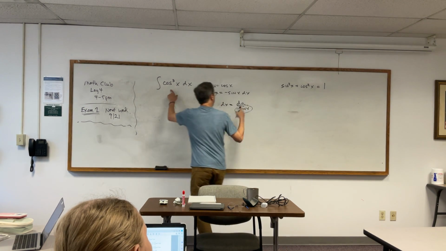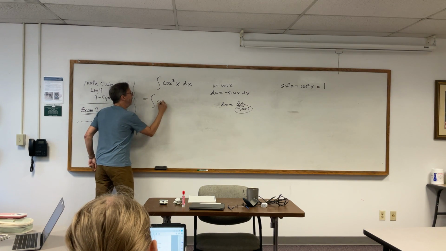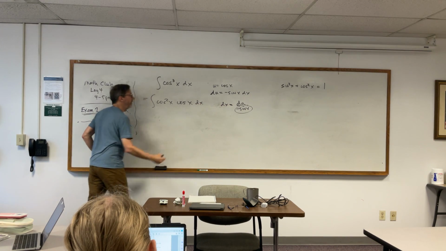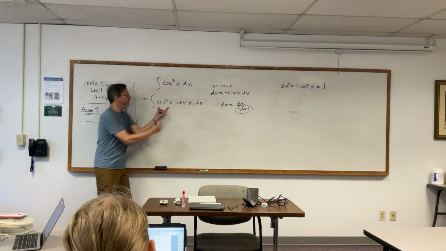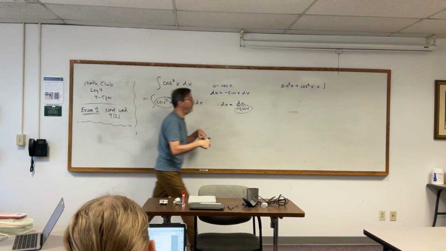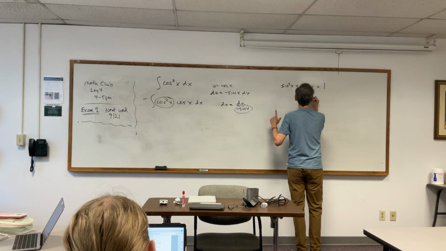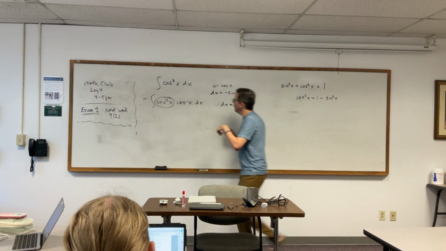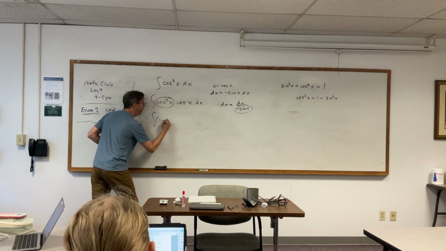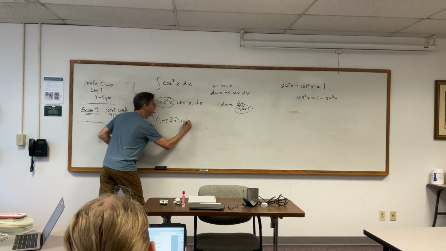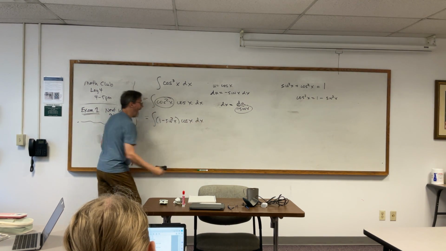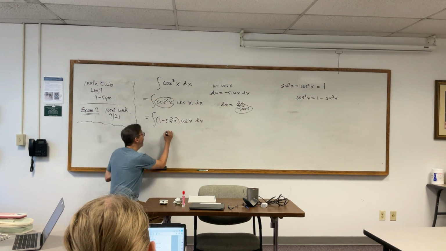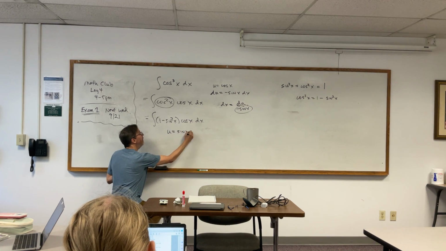I could come over here and pull away a cosine squared. I could rewrite this in terms of sine because I could use this. And then what if I do this? Then this. And now substitution might not be that bad. What if I let u equal sine of x?